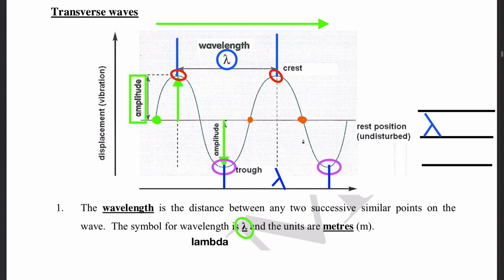Now in this picture, we are seeing two full wavelengths, because we're starting from the rest, going to a crest, back to rest, down to a trough, and back to rest. That is one wave, and then we are repeating. So we have two full waves, which is why the distance for one wavelength is two successive similar points. That would be one full wave.